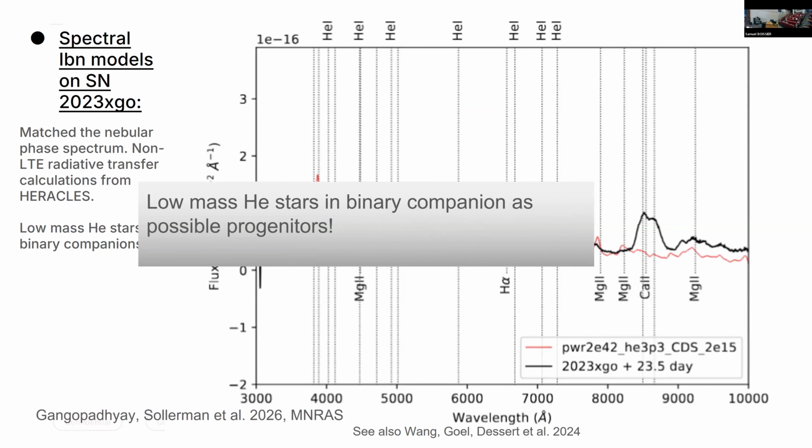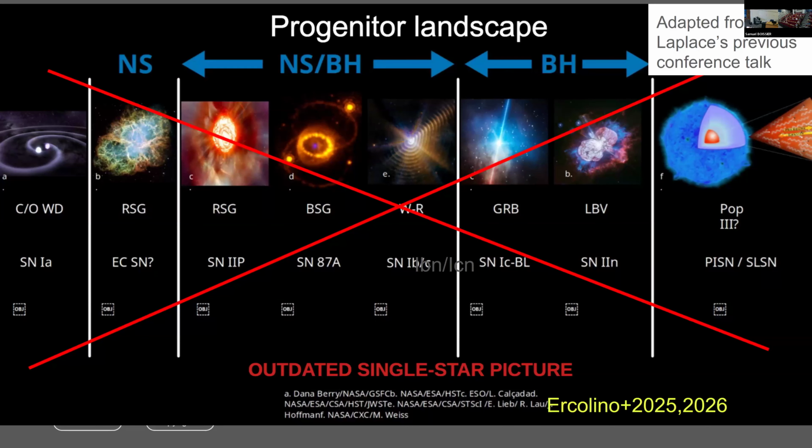And this gives us the idea that low mass helium stars in binary companions can actually be progenitors for this group of supernovae. So probably we can come to the conclusion that the ejecta masses are not high, and probably these are not single stars.